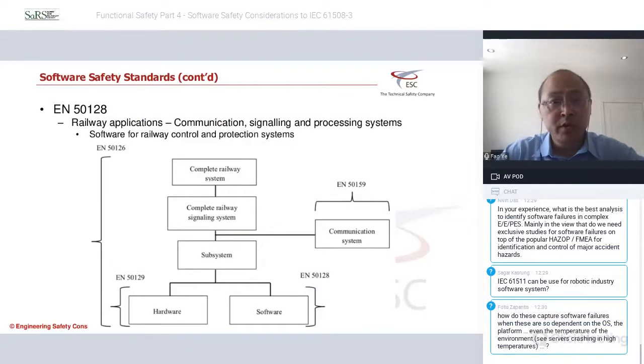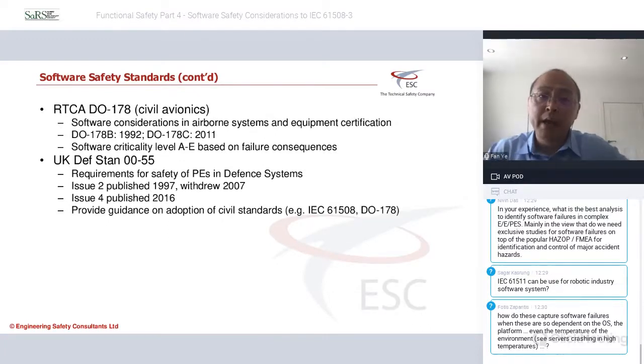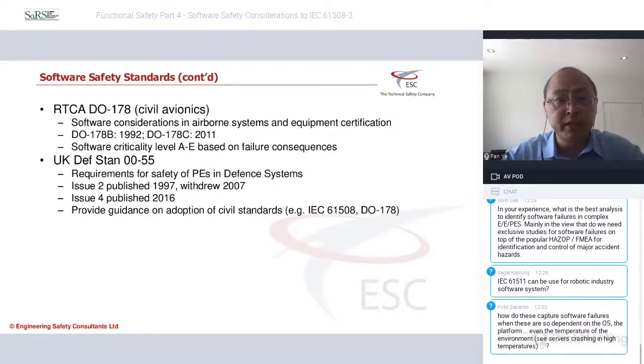Now, in the rail industry, we have EN 50128, which is focused on the software aspect. They have separate standards for system, hardware and communication systems. So EN 50126 covers the overall system, 50129 covers the hardware, 50128 covers the software, and 50159 covers the communication systems. Now, in civil aviation, I mentioned DO-178. The title is Software Considerations in Airborne Systems and Equipment Certification. The current edition is DO-178C, released in 2011.